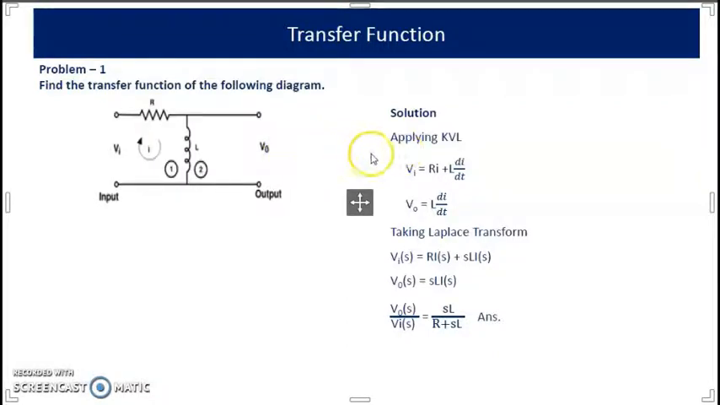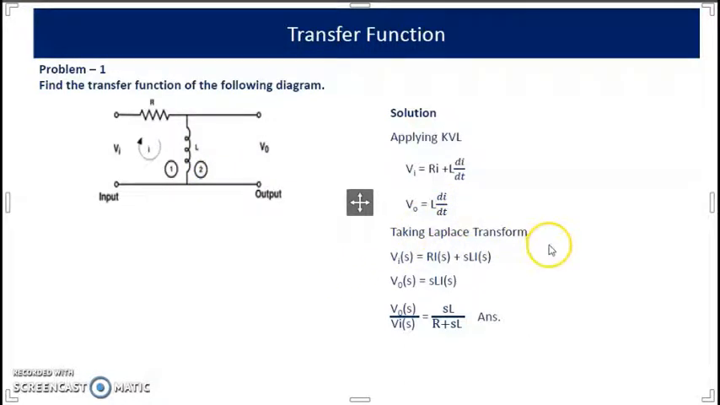So here apply Kirchhoff's voltage law, that is Vi is equal to R i plus L into di by dt. Also, output voltage is the voltage across the inductor. So, V0 is equal to L into di by dt.